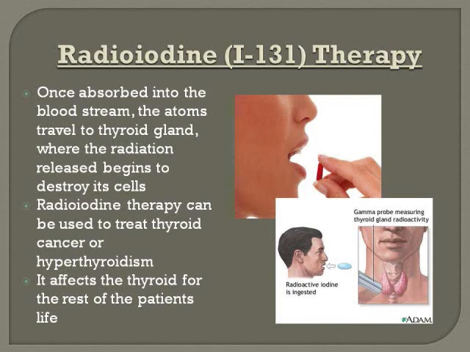While this is generally viewed as a bad thing, radioiodine therapy can be used to treat thyroid cancer or hyperthyroidism, where the thyroid is overactive and produces too much hormone, and it can treat these disorders by destroying the cells that cause them and eliminating them from the body. However, it does destroy parts of the thyroid and leaves the patient without part of it for the rest of their lives, so follow-up procedures are needed to ensure the patient can live a healthy life afterwards.